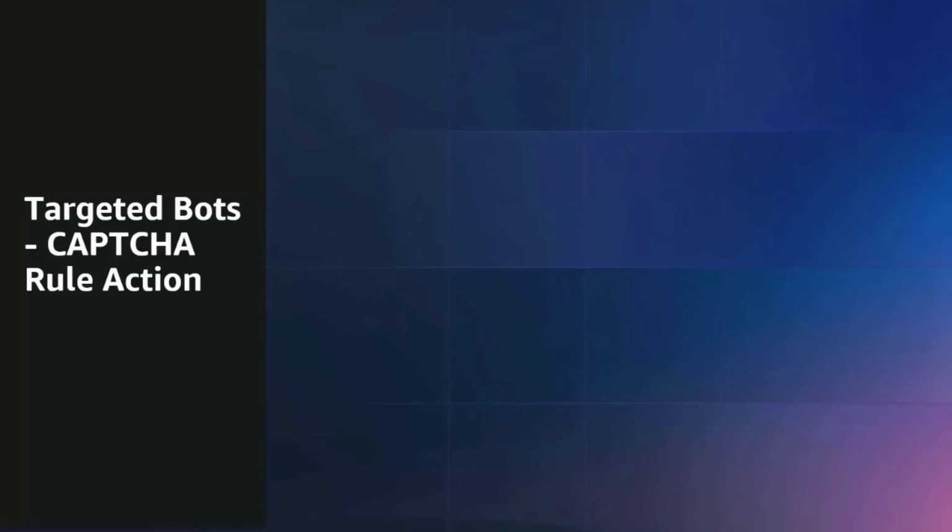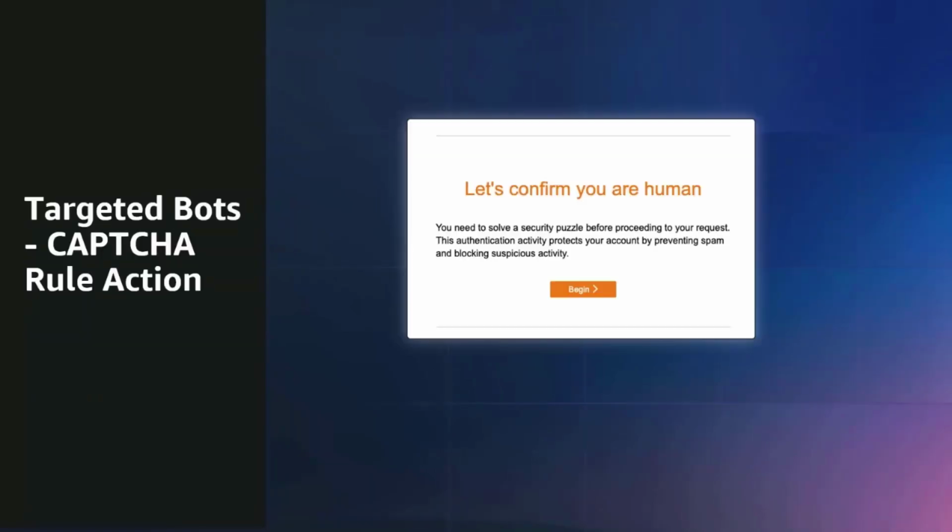Now that we've seen the challenge rule action, let's take a look at how the CAPTCHA action works. CAPTCHA stands for Completely Automated Public Turing test to tell Computers and Humans Apart. It's self-explanatory. CAPTCHA puzzles are designed to verify that a human is sending a request and prevent activities like web scraping, credential stuffing, and spam.